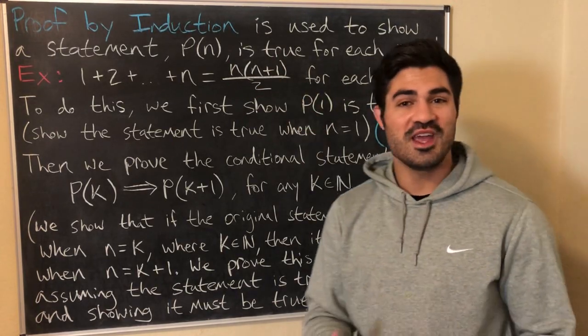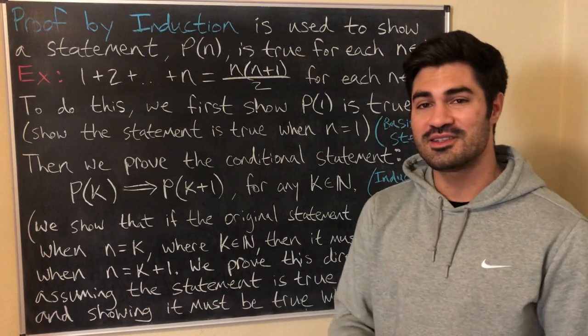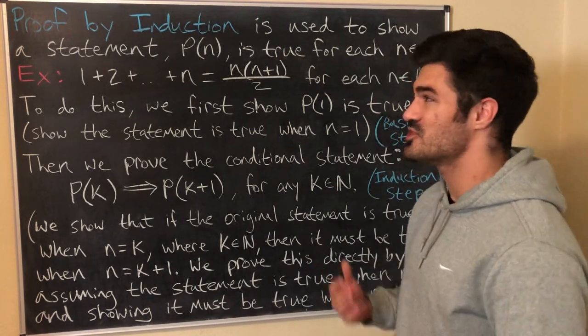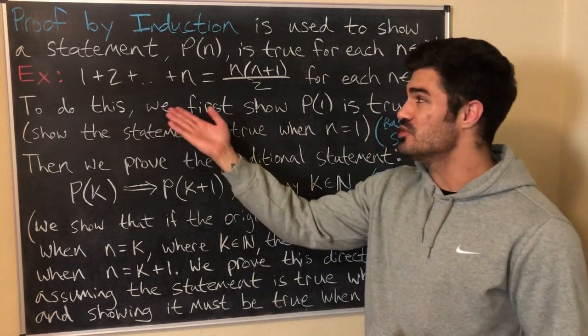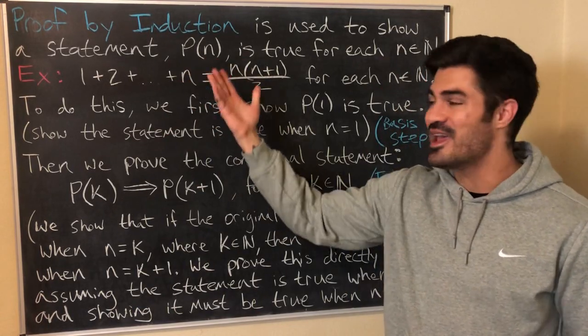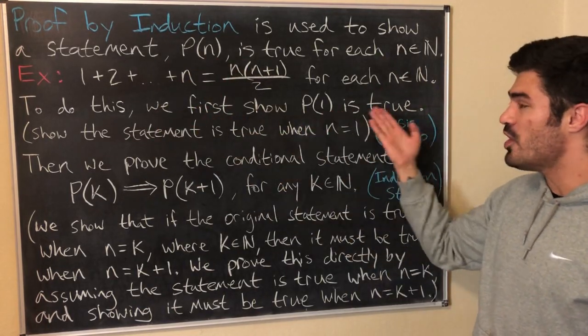So now that we've answered the question of when, let's dive into the question of how. How does this proof method work? Well, to prove this statement, Pn, we first show P1 is true.